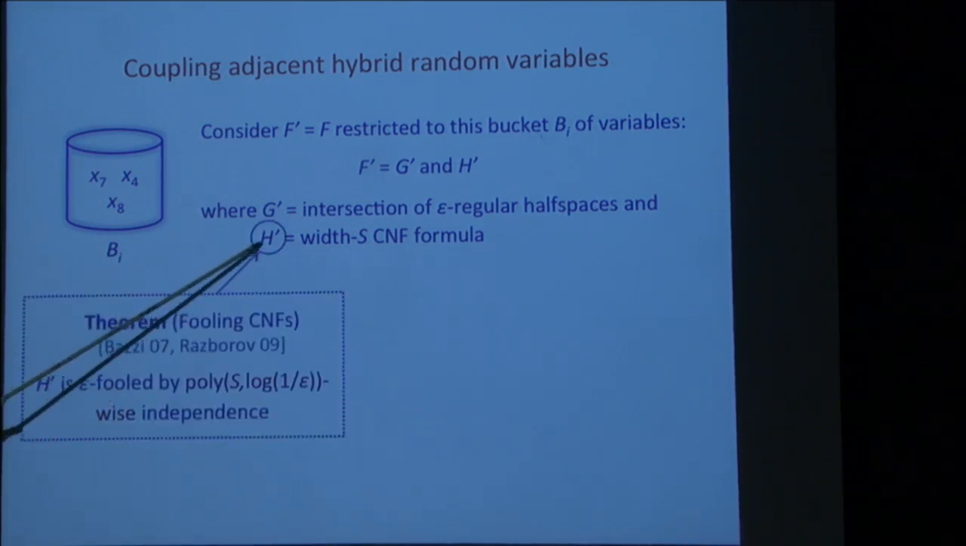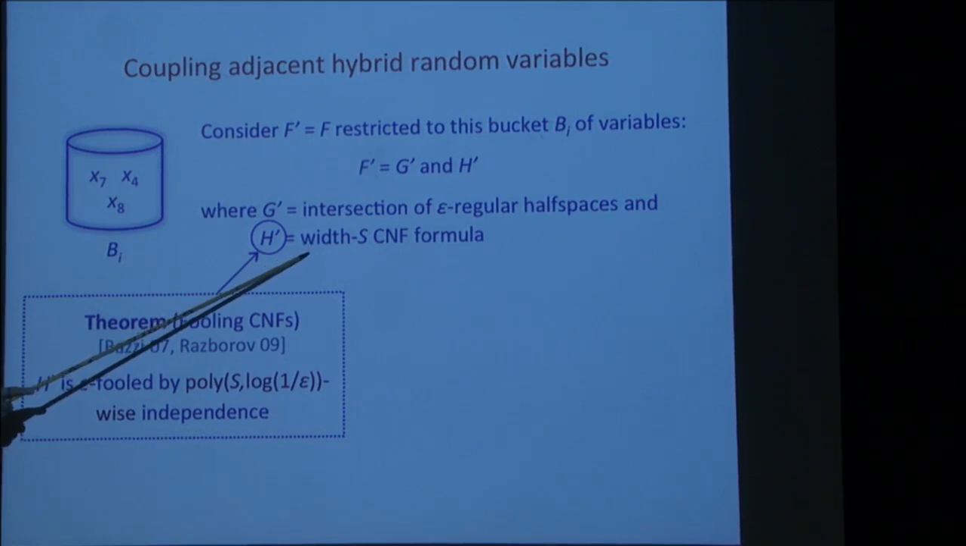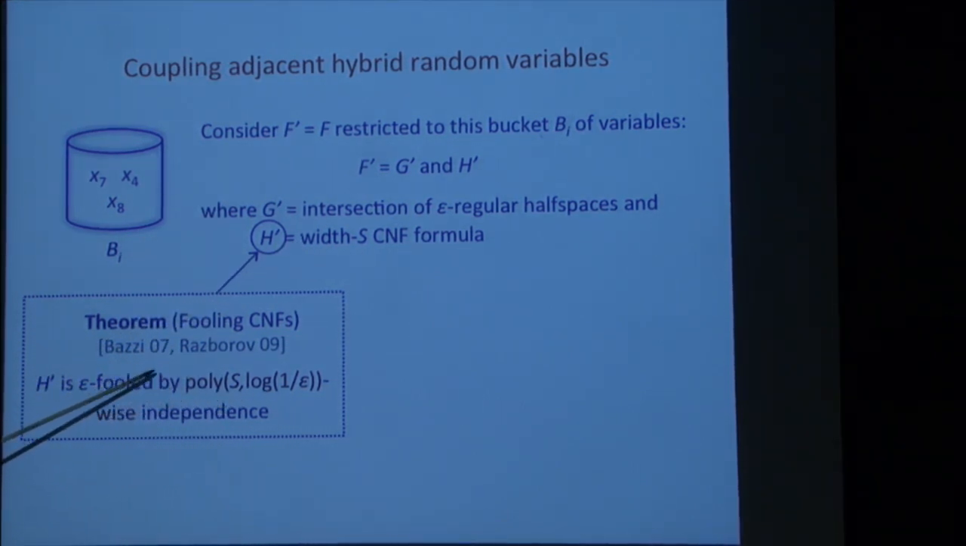Okay, what do we know about what happens to this CNF formula? Well, this nice work on fooling CNF formulas, Bazzi and Razborov and so on, tells us that the CNF formula here, this small width CNF, is fooled by some kind of R-wise independence. If we fill in the bucket in an R-wise independent way, that's going to do the job. It'll fool the CNF portion of the function.